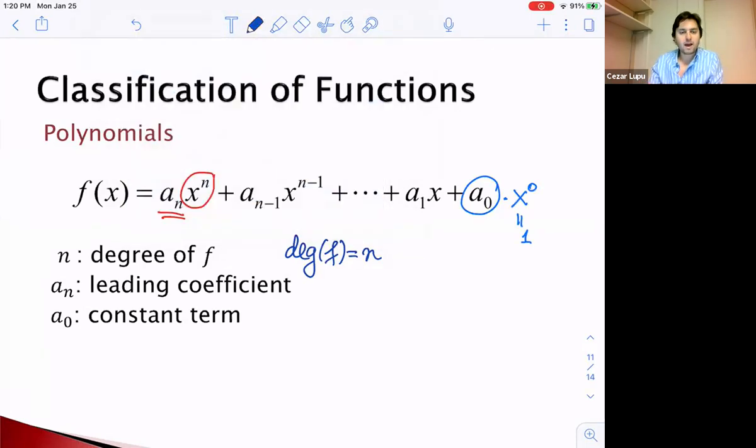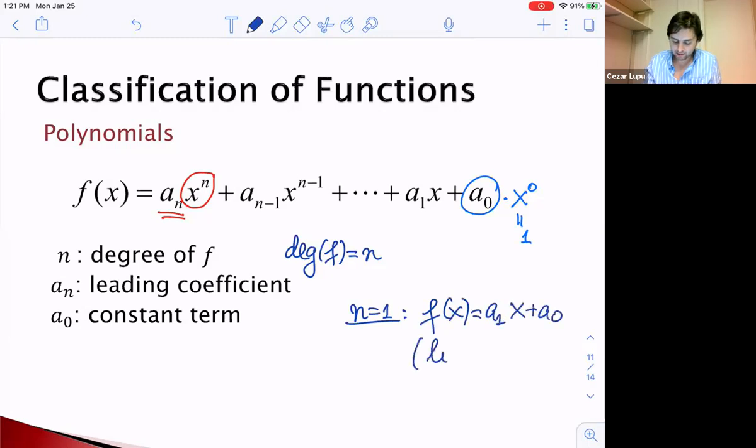And for example, I'm going to ask you now: is the linear function a polynomial function? It is. When we take n to be 1, what do we get? We have f of x equals a_1 x plus a_0. So that's the linear function.